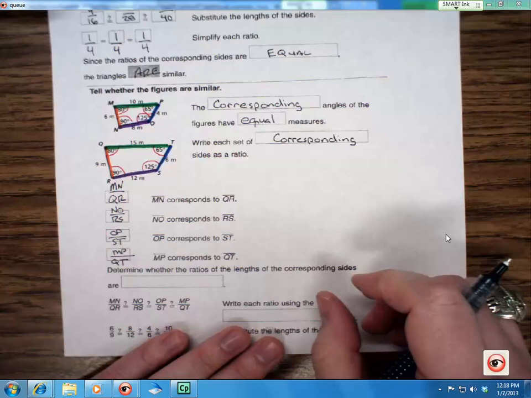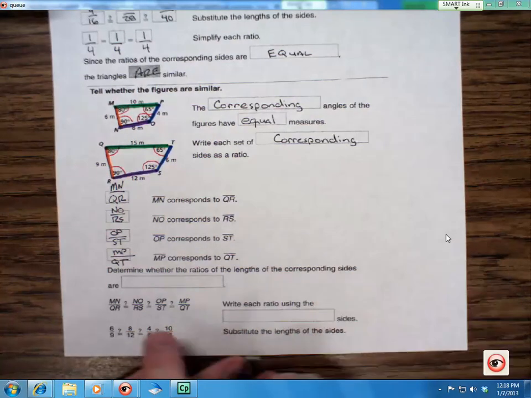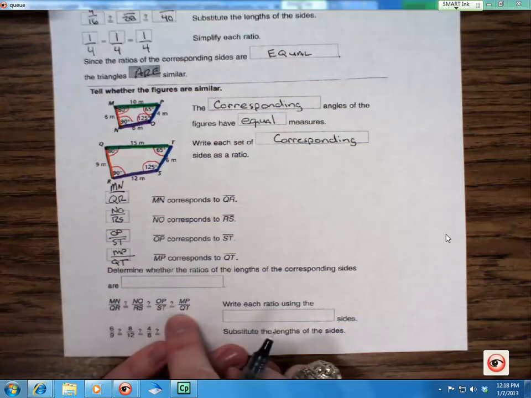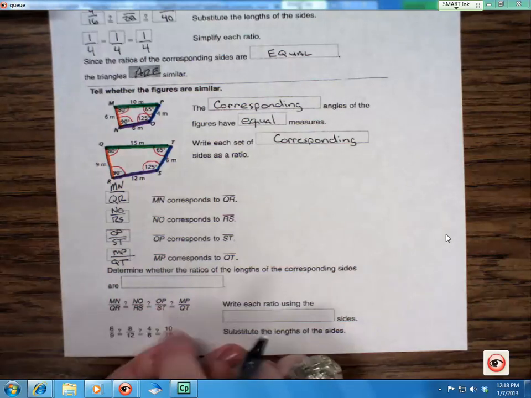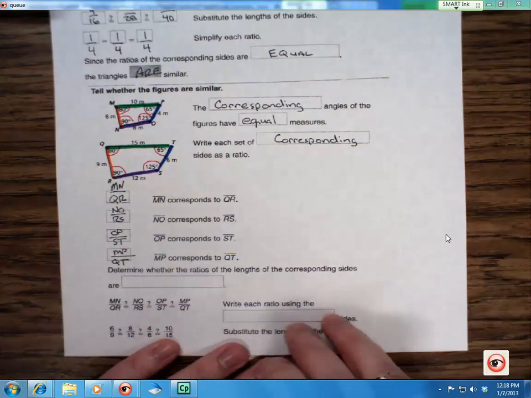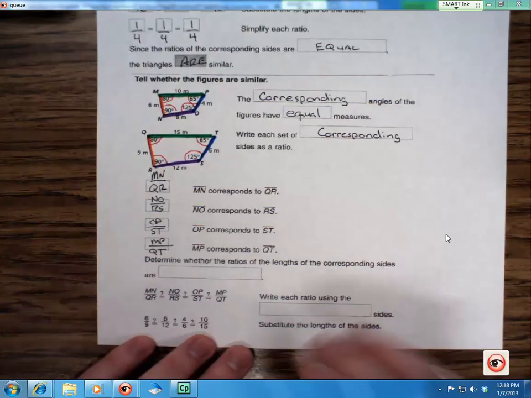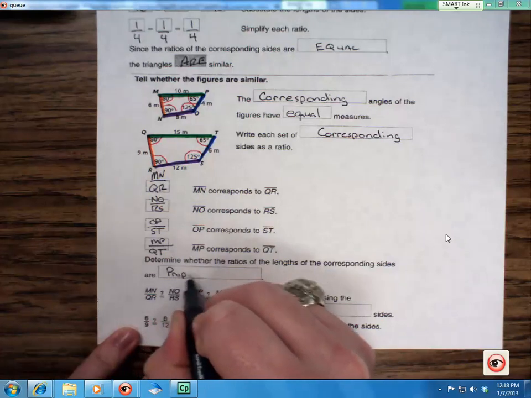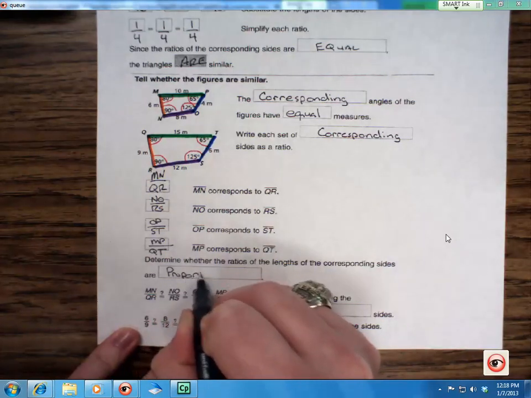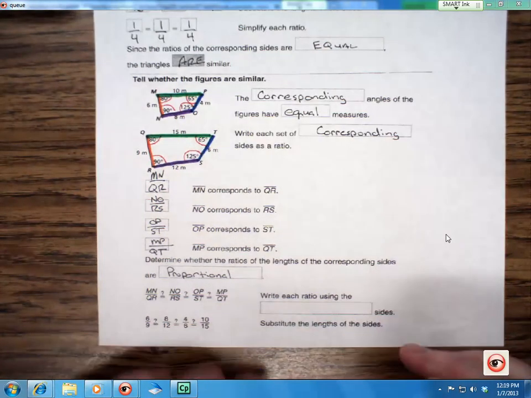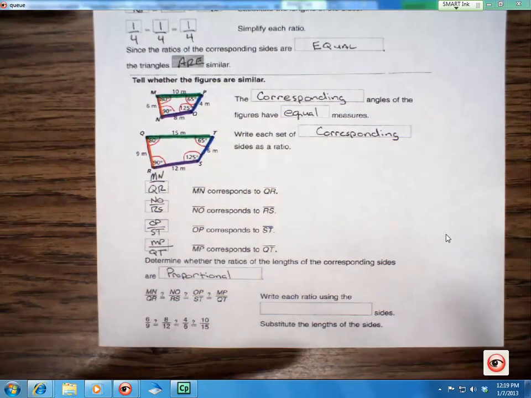And basically what this is preparing us for is right underneath here, we just set up our ratios, and then we're going to fill in those letters with numbers. That way we can determine whether or not these things are similar. Now it says determine whether the ratios of the lengths of the corresponding sides are proportional. Remember, proportional just means equal. It's asking us, are these equal? That's what it's asking us.